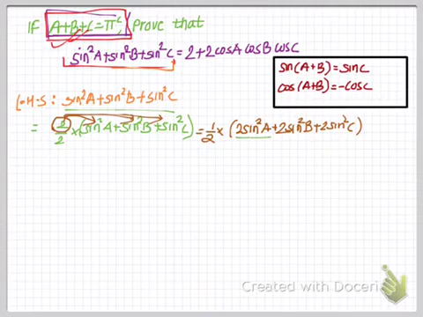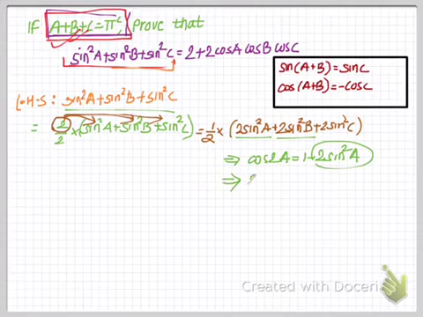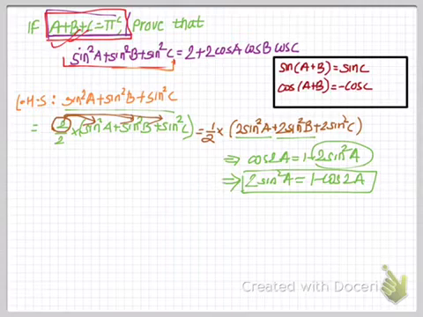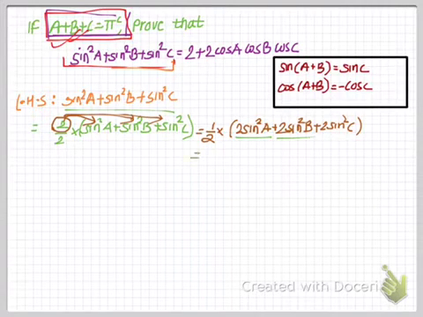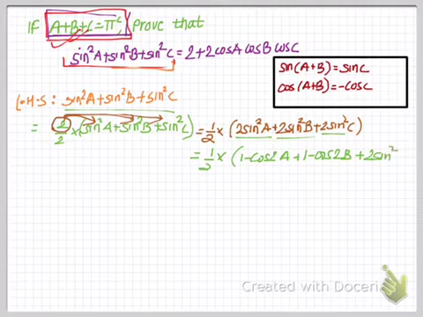sine squared C). Now I'm going to change 2 sine squared A and 2 sine squared B in terms of cos, and we have the formula that cos 2A is equal to 1 minus 2 sine squared A. So from this formula what we can derive is 2 sine squared A is equal to 1 minus cos 2A. So we can simply write 1 minus cos 2A instead of 2 sine squared A. So let's do that. Instead of 2 sine squared A, I'm going to write 1 minus cos 2A, and instead of 2 sine squared B, I'm going to write 1 minus cos 2B, but for this 2 sine squared C, I'm leaving it alone.